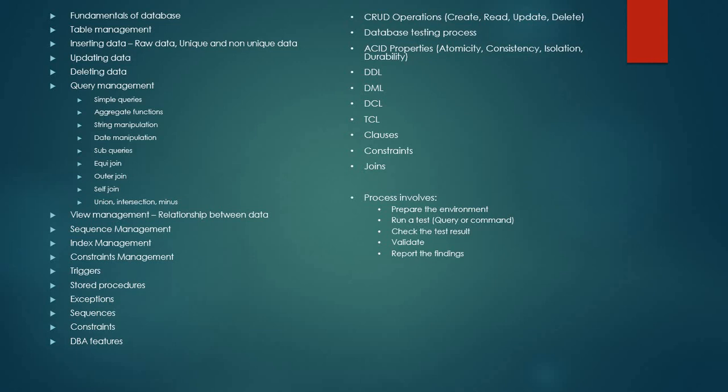When you're talking about ACID properties, what are ACID properties? Atomicity, consistency, isolation, and durability. These are a few basic properties which you need to check to identify whether your database is stable and whether your database is able to handle multiple queries together. All these things are very important.